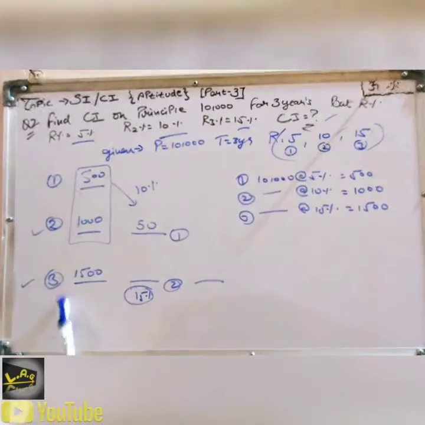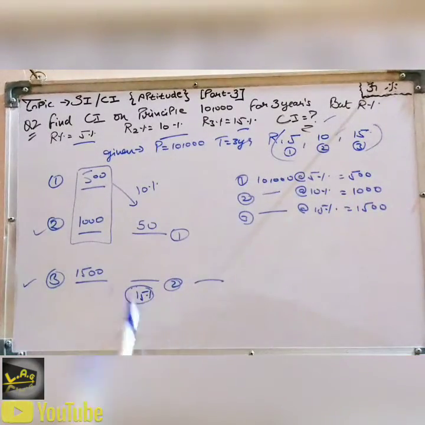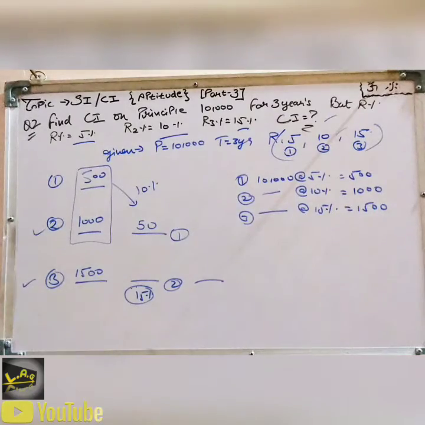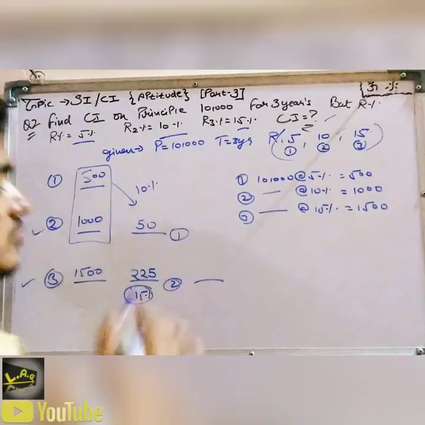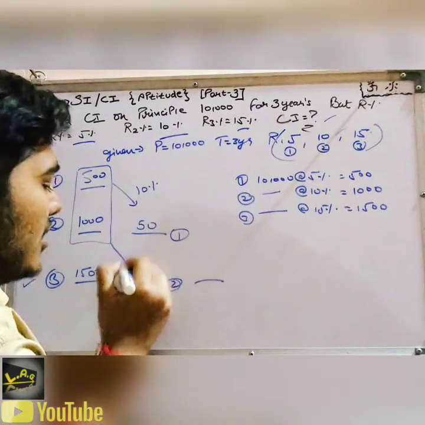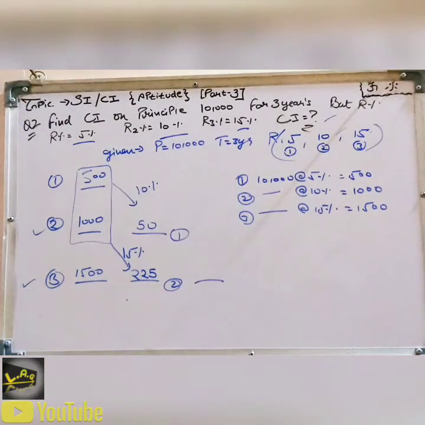That is the number of the third. So for the third number, the 15% should be taken on the addition of these two numbers. So you got this as 1500, and 15% of that you got is 225. I hope you understand. You have to just add this and get 15% of it. It becomes easier for you.